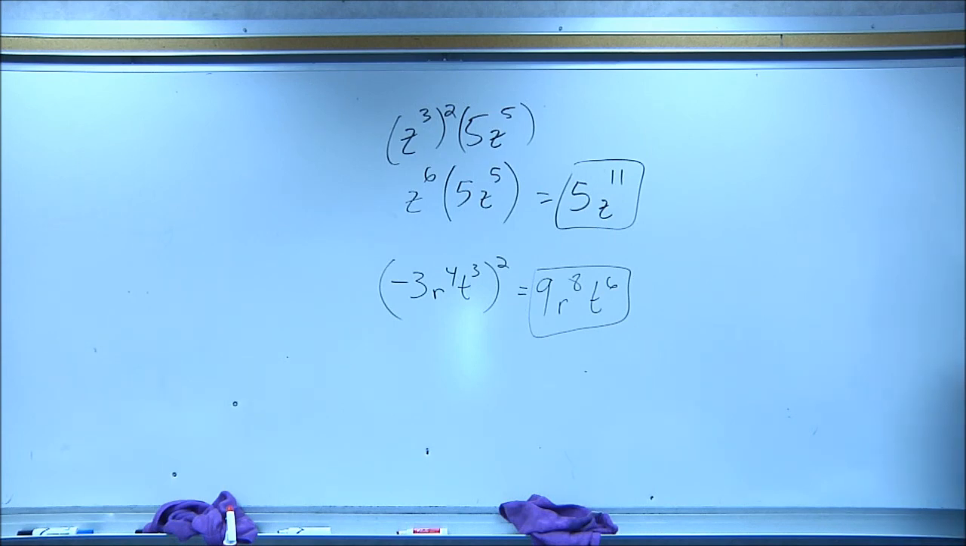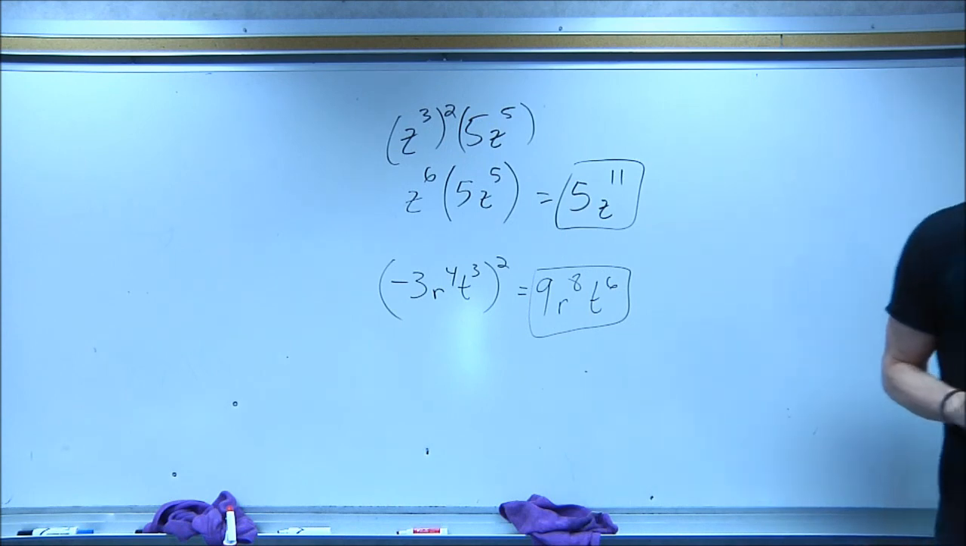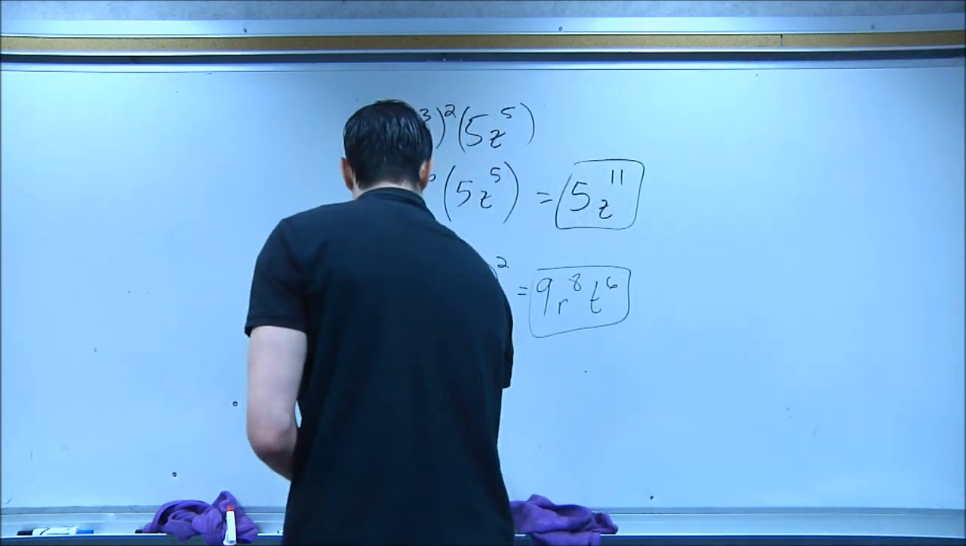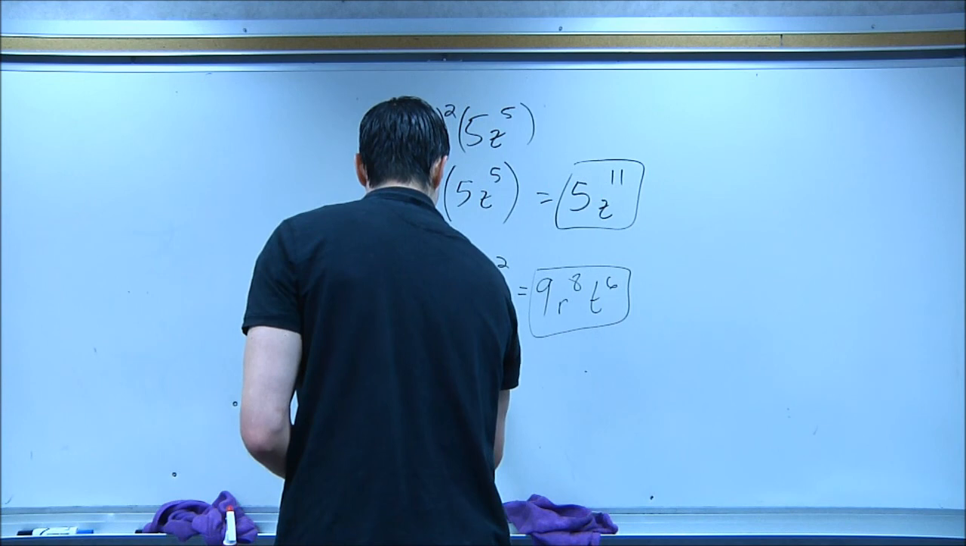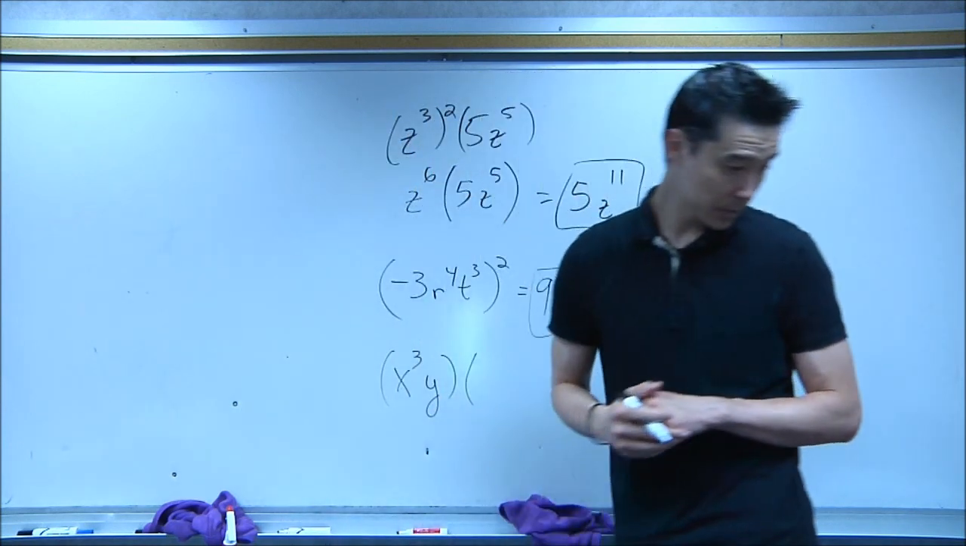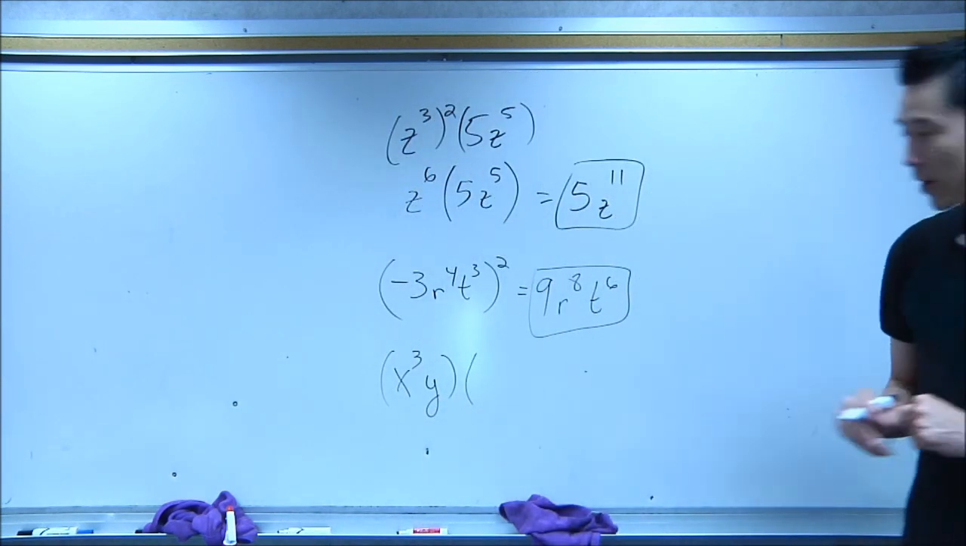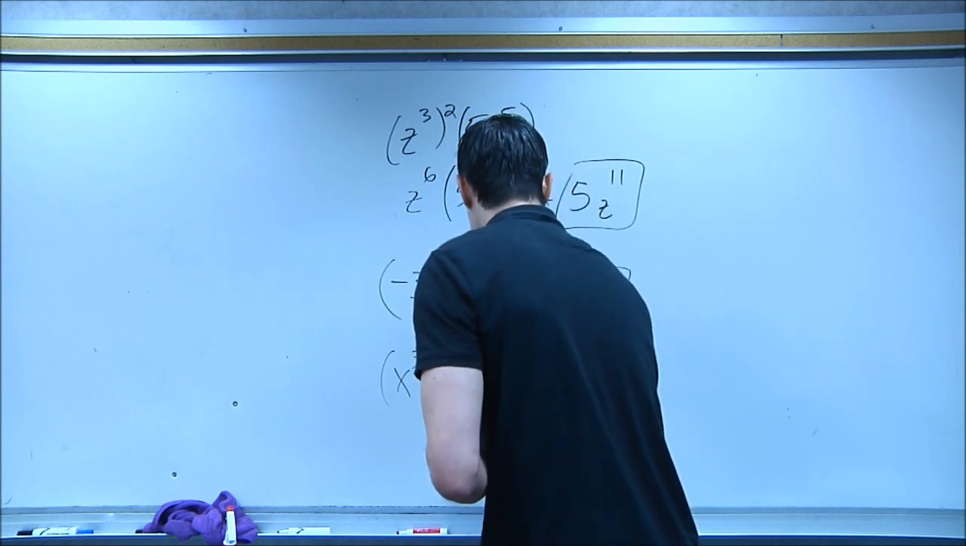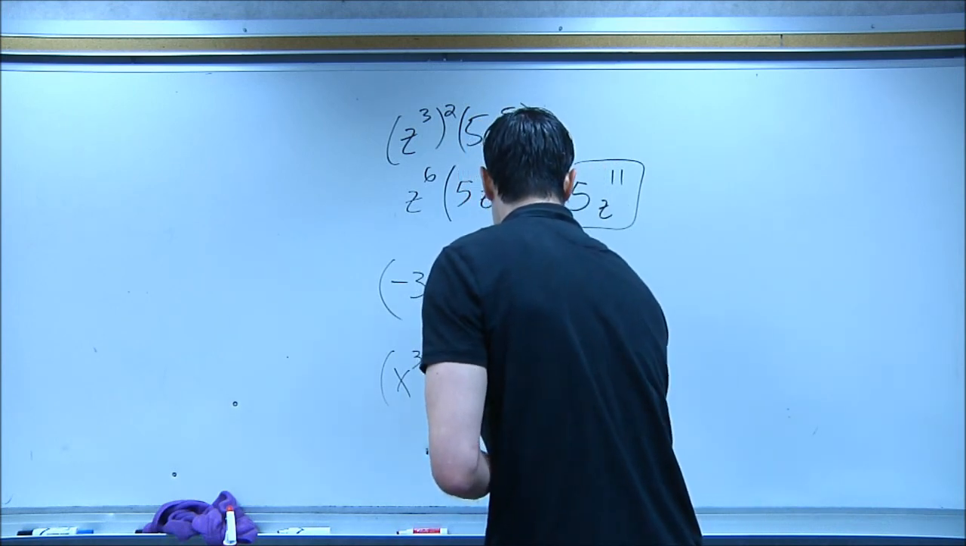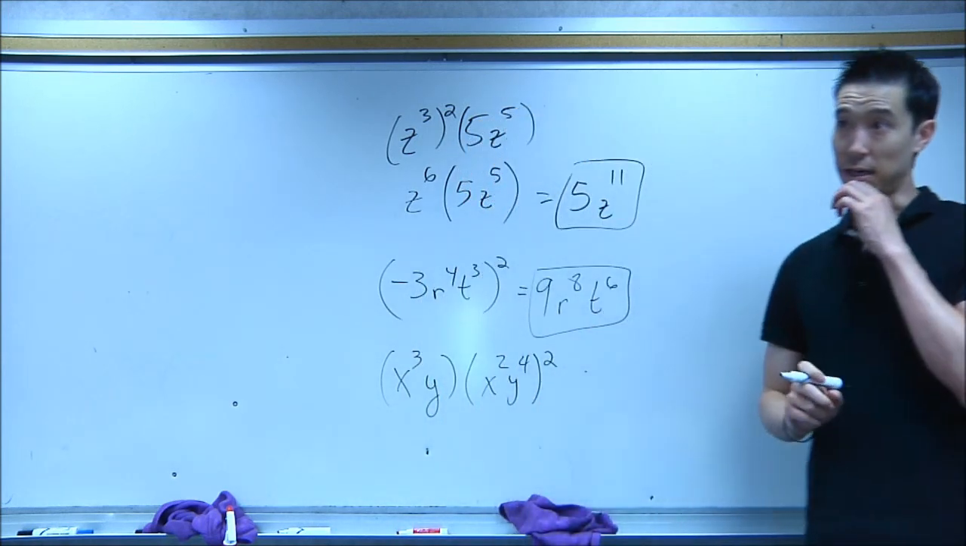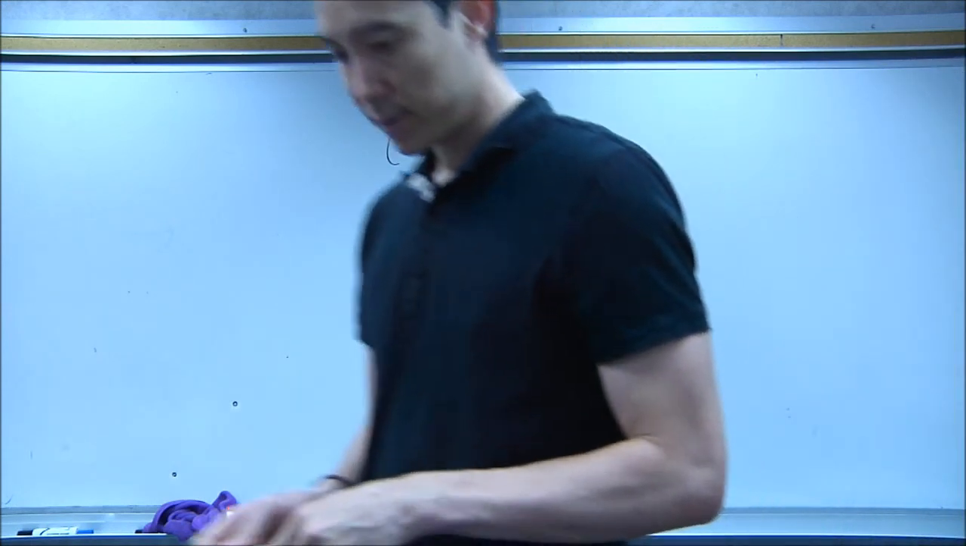All right. Let's try this one. X to the 3rd y times x squared y to the 4th, all raised to the 2nd. Why don't you guys give that one a shot? See what you get.